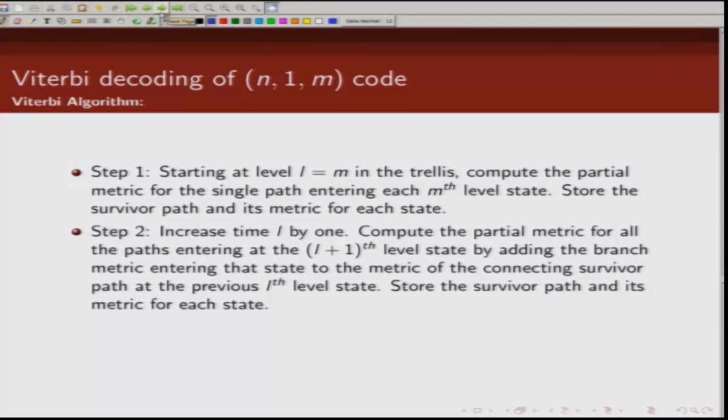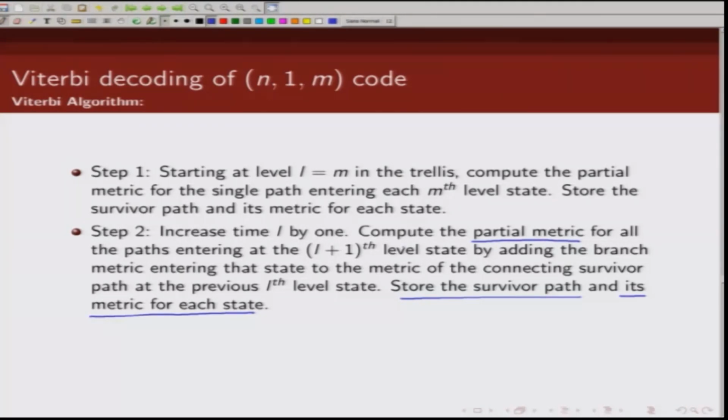Next, we increase the time by one instance, and now we compute the partial path metric for all the paths at that time instance which are entering that particular state, and we compare the partial path metrics and choose the one which gives us the best path metric, and we ignore other paths. So, at the next time instance we are going to store the survivor path, which is the one which has the best metric, and we will also store what its metric value is.